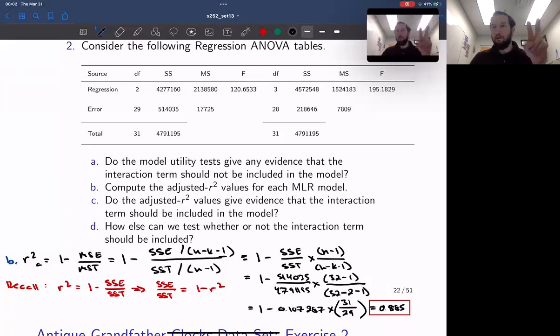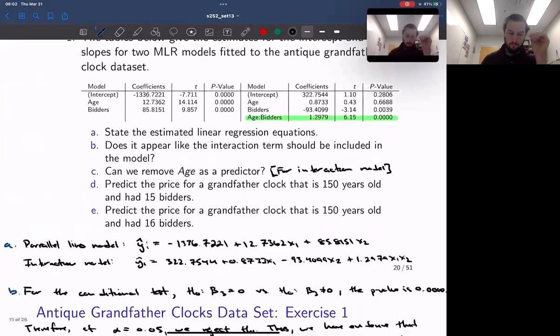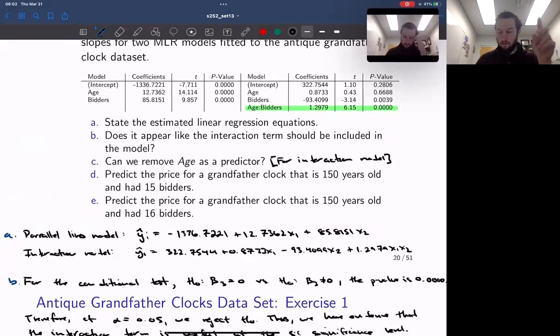So we consider 2 models, and the models are shown here. We have one model where we're only adding those 2 effects together, so y is a function of age and bidders. And then we have a second model where y is a function of age, bidders, and the interaction term between age and bidders. What we have done so far is talk about how we can use the output from the fitted models to determine if the interaction term should be included. We can use the t value and the associated p value.